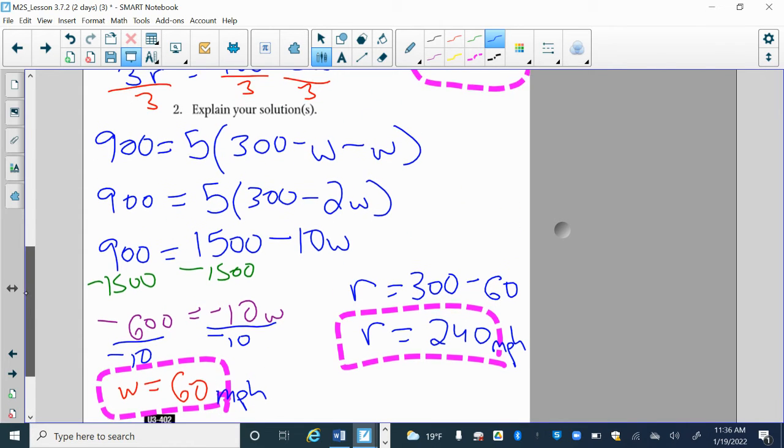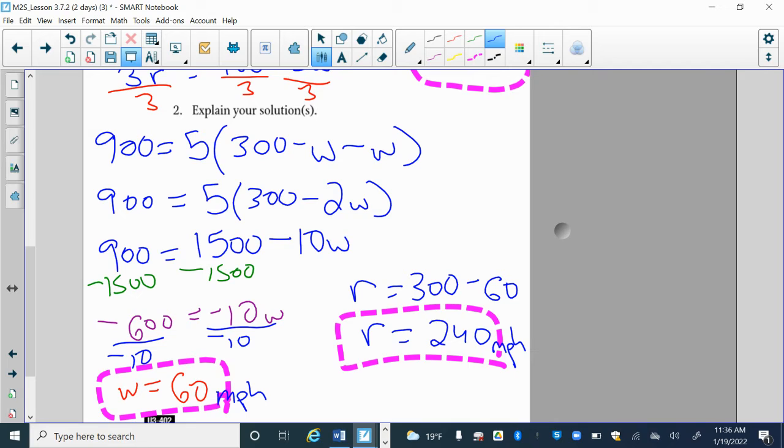So that's a linear system of equations where we use substitution. That's all stuff we've done before. We did that yesterday. We didn't do it with word context problems, but we practiced those skills. Let's get into what's new.